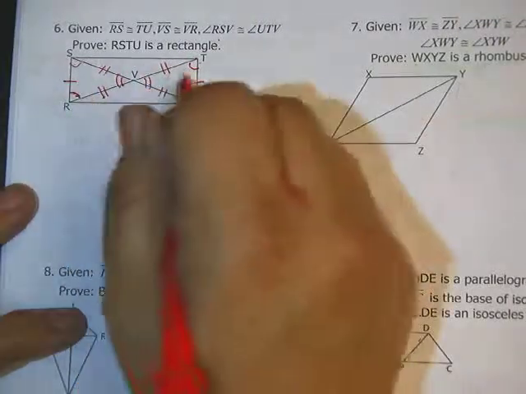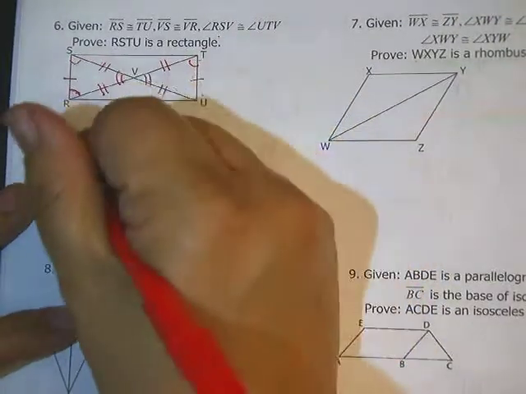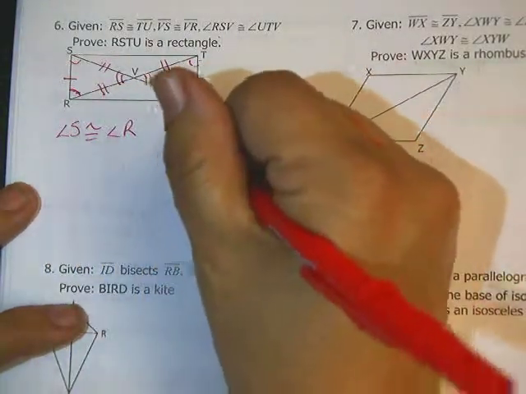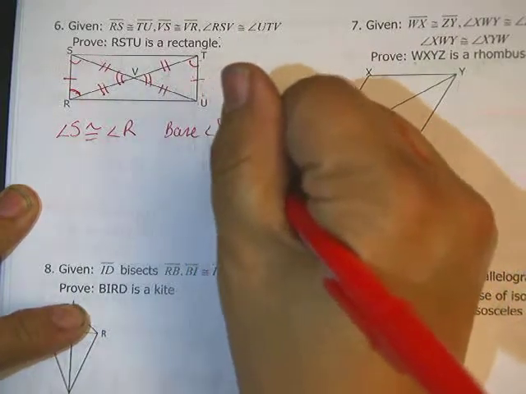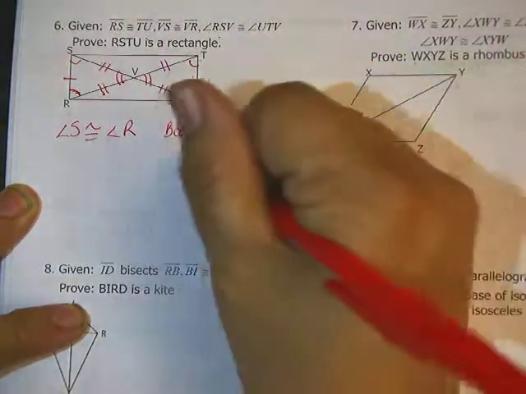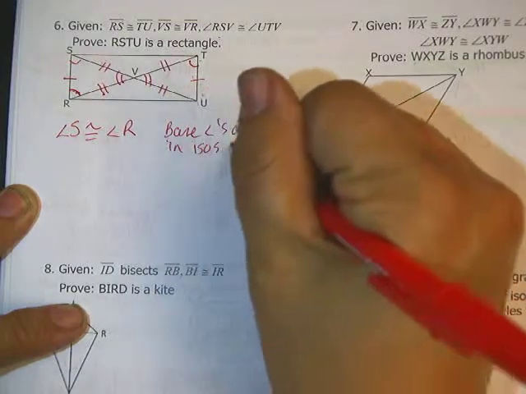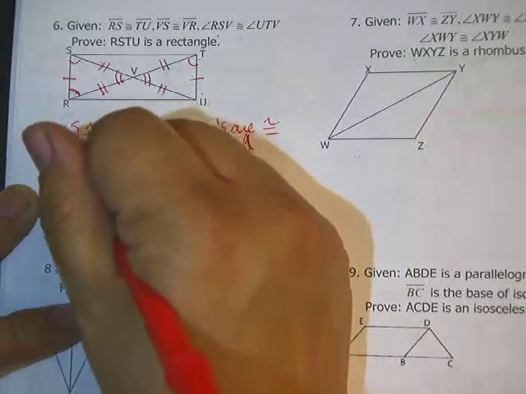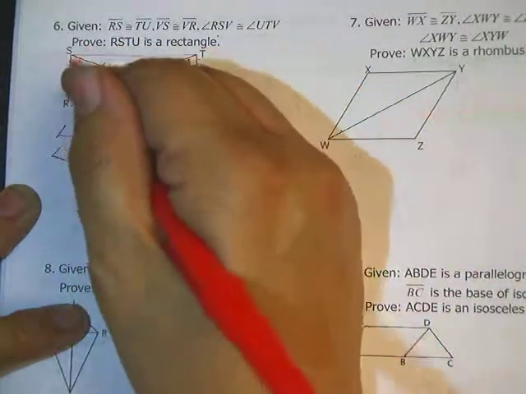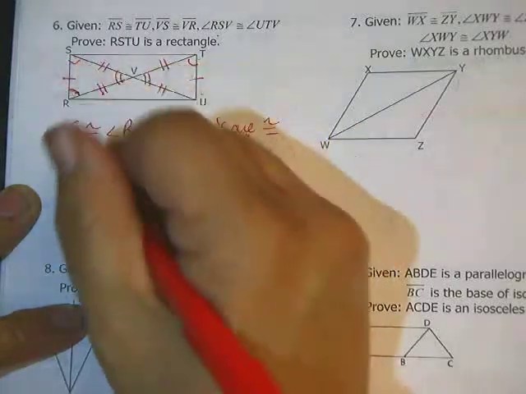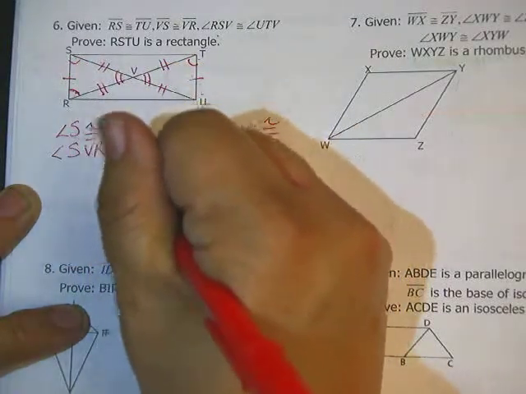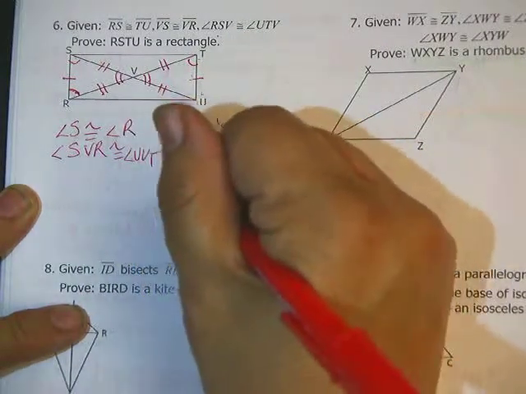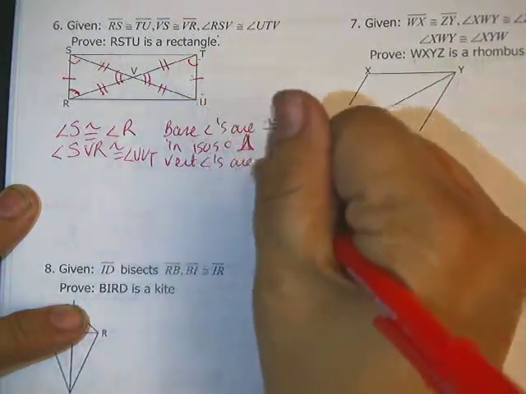We figured out that this is our given, that's our given, and we can say angle S is congruent to angle R because base angles are congruent in an isosceles triangle, right? Pretend I can write. And I know angle S, oh, and when I said S, I meant R. Angle SVR is congruent to angle UVT. And why is that? Well, vertical angles are congruent.